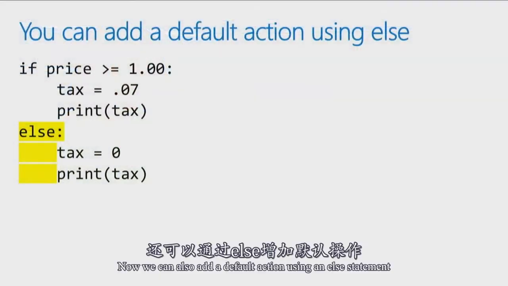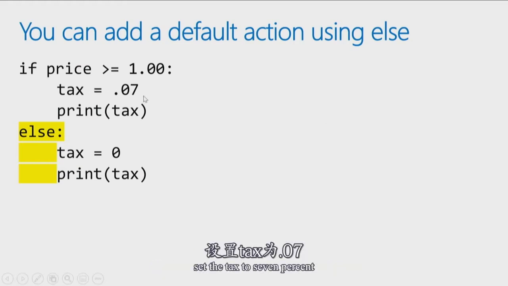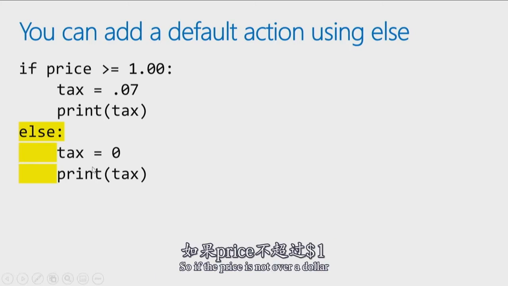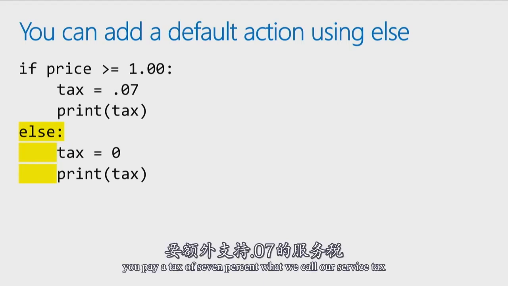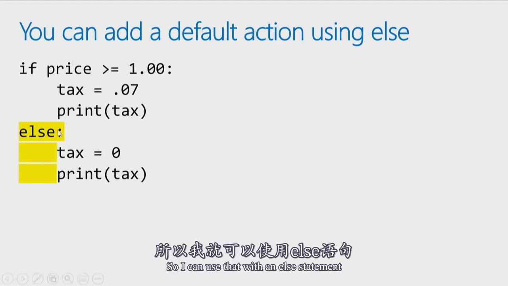Now we can also add a default action using an else statement. That's a way of saying if this condition is met, set the tax to 7%, else, so if it's anything else, do the following. So if the price is not over $1, the rules in Canada state if the cost is over $1, you pay a tax of 7%, what we call our service tax. Otherwise, you don't pay the tax. So I can use that with an else statement.